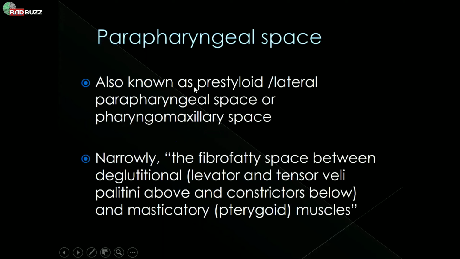Okay, the parapharyngeal space, also known as the pre-styloid and lateral pharyngeal space or pharyngomaxillary space, is the name of the same space. The word para is used for the space which is lateral to the pharynx. The one I've shown you, lateral to those on both sides, right and left, are the parapharyngeal spaces. Narrowly, it is the fibrofatty space between the levator palatini muscles and the masticator muscles. So it basically contains fibrofatty tissue.